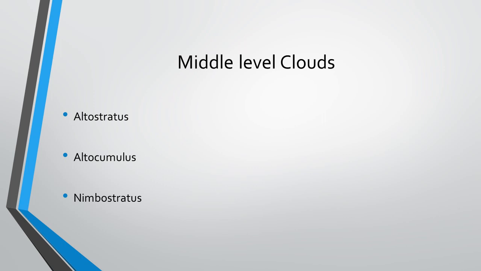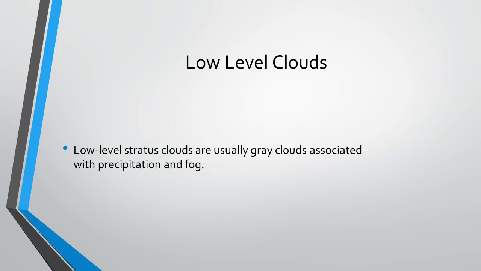Nimbostratus clouds often appear as heavy, gray, moisture-laden clouds. Low-level clouds. Low-level stratus clouds are usually gray clouds associated with precipitation and fog. Stratocumulus clouds present their familiar cotton ball-like cumulus shapes and an elongate form.